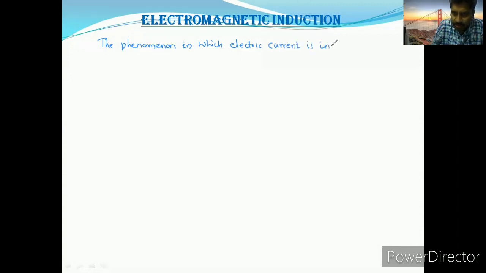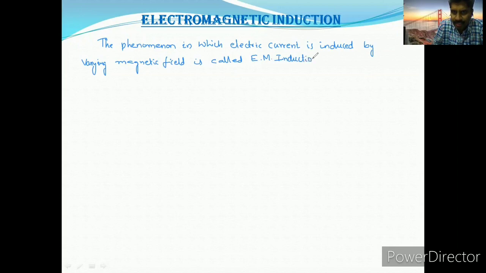The phenomenon in which electric current is induced by varying magnetic field is called electromagnetic induction. This is the basic definition.